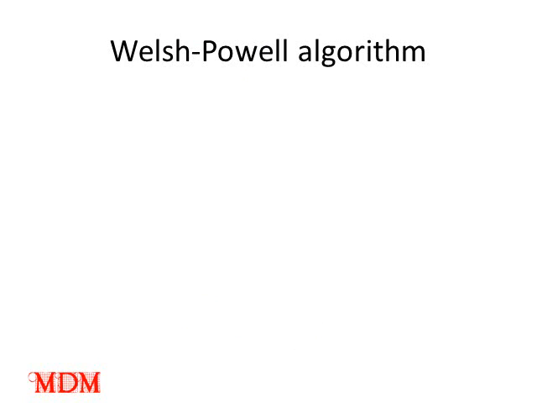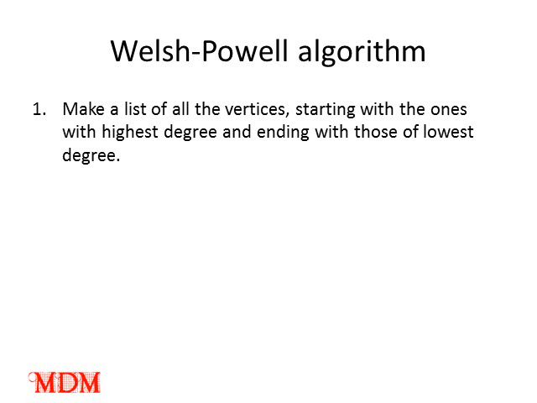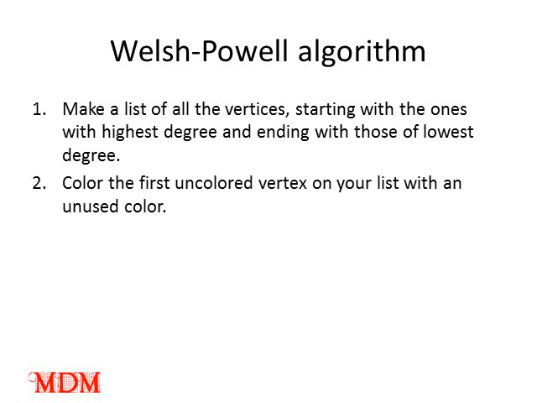Now, what we've been using actually is the Welsh-Powell algorithm, and these are the steps for the algorithm. Make a list of all the vertices, starting with the ones with the highest degree and ending with those of lowest degree. Then color the first uncolored vertex on your list with an unused color. Now, initially, they're all going to be uncolored vertices. Even though my vertices have been shown in black, we're considering black not to be a color. We're going to use brighter colors for these.